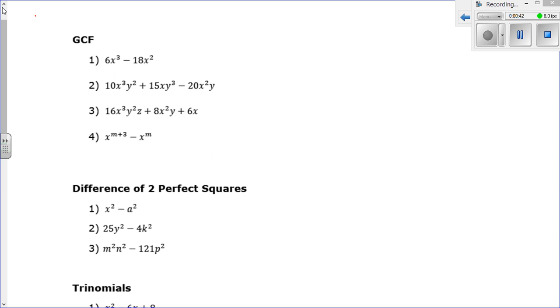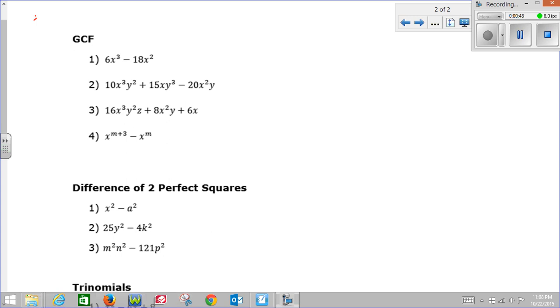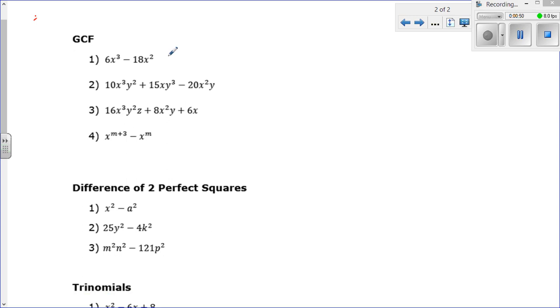So in the first one, I will say the largest number that goes in is 6, and the smallest power I see is x squared. And then when I divide that, I will have x minus 3. When I have a GCF, I must make sure I include the GCF as part of my answer.